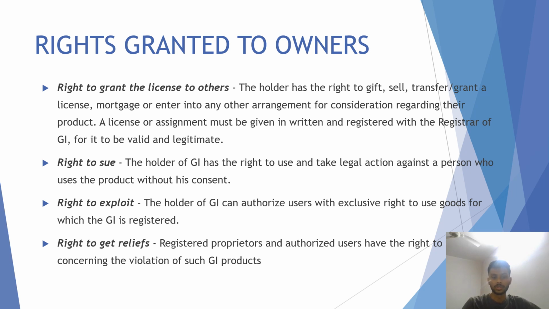Right to sue. The holder of the GI has the right to take legal action against a person who uses the product without their consent. Right to exploit. The holder of the GI can authorize users with the exclusive right to use goods for which the GI is registered. Right to get reliefs. Registered proprietors and authorized users have the right to get relief concerning violations of geographical indication products.